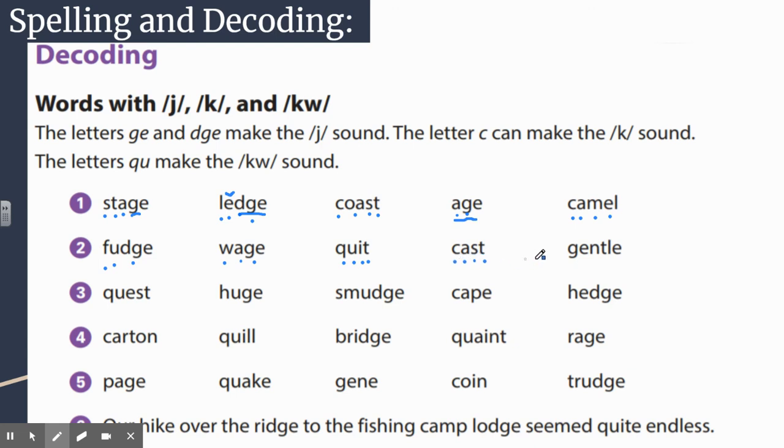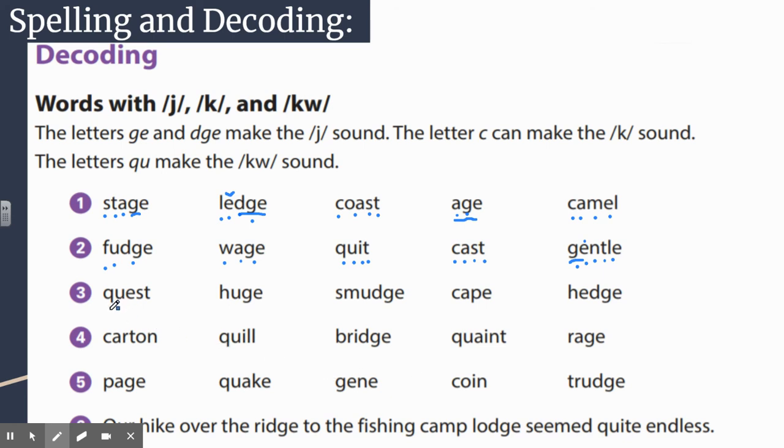K-a-st, cast. All right. Now remember, here I have a G-E. So at the beginning, it's going to make the J sound, right? So I've got J. And then I've got the E saying its short sound. J-e-n-t-l, gentle. That's kind of tricky. And that one, the E is doing 2 jobs.